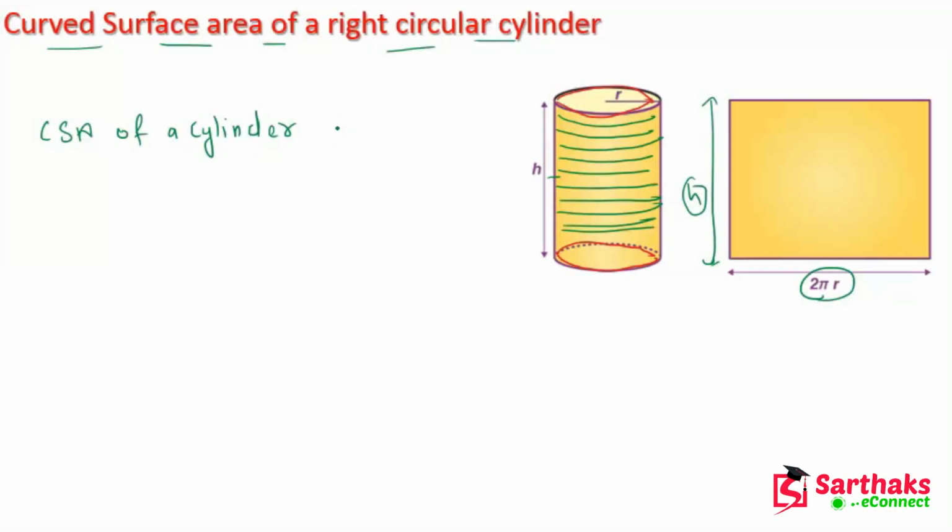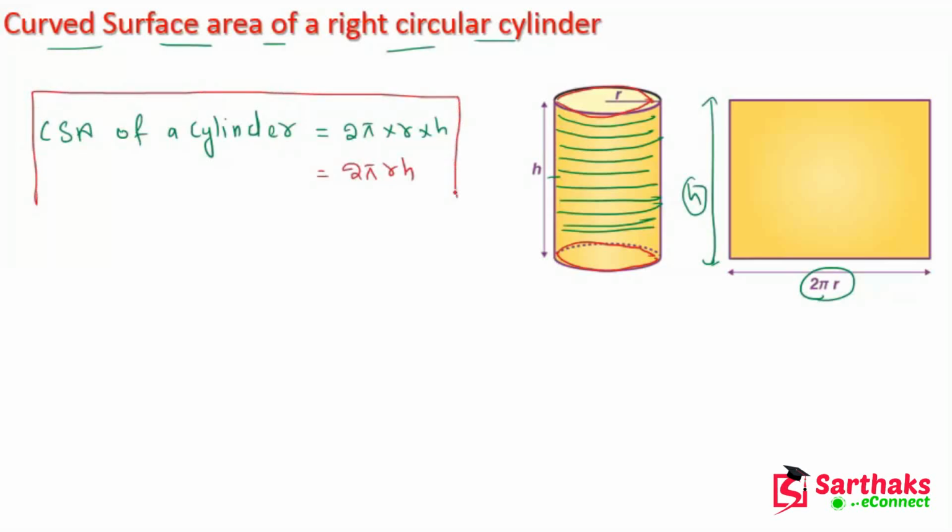This is equal to 2 pi into r into h. It means this is equal to 2 pi r h. So the CSA of a right circular cylinder is 2 pi r h.